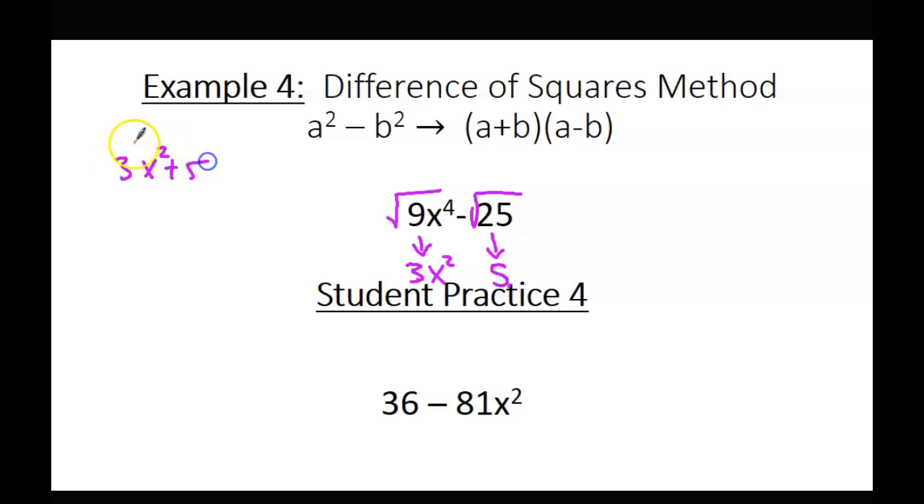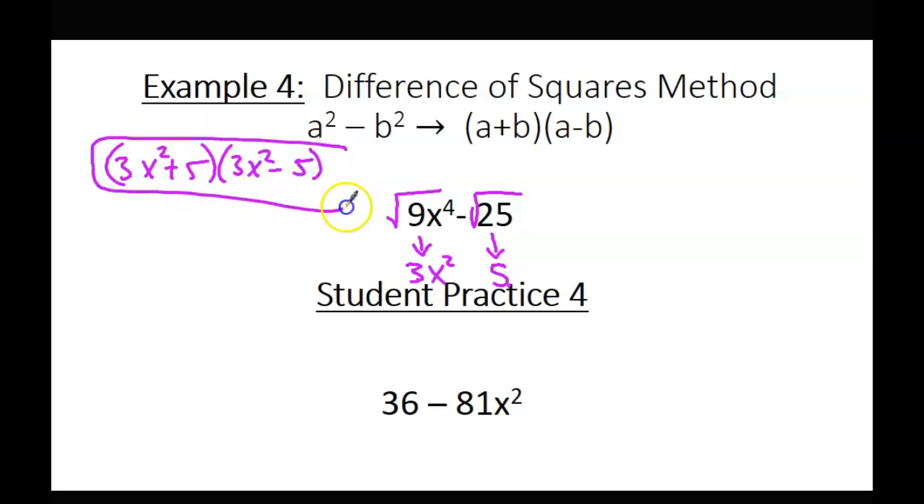3x squared plus 5, and 3x squared minus 5. That's it. It's just a trick. It's a shortcut. You can actually use the box to do these, but it's more work than it's worth. So we're just going to use the shortcut method. Okay? You guys try this one.